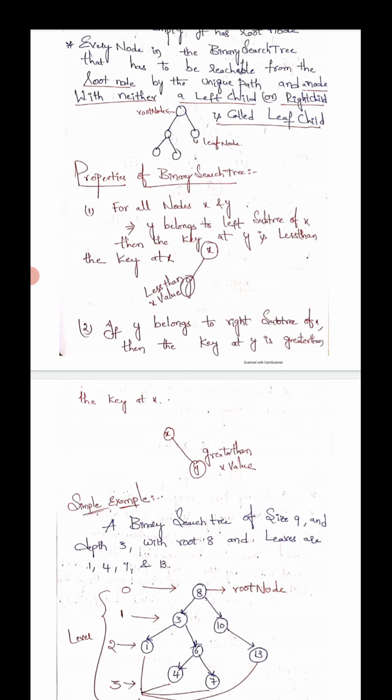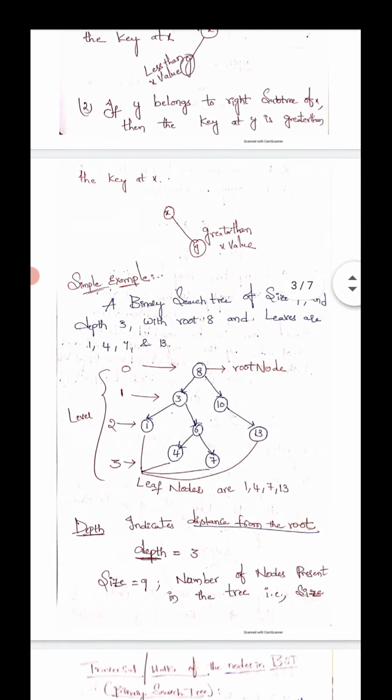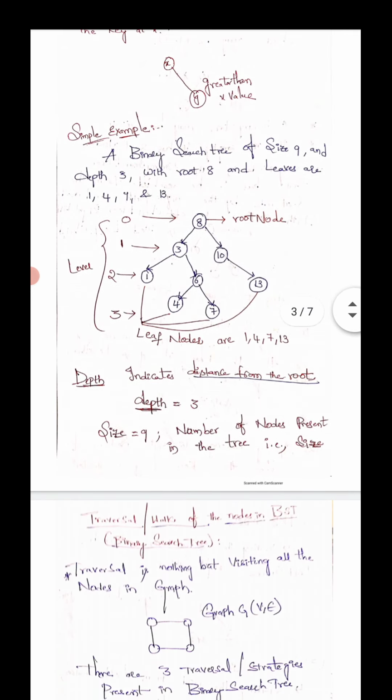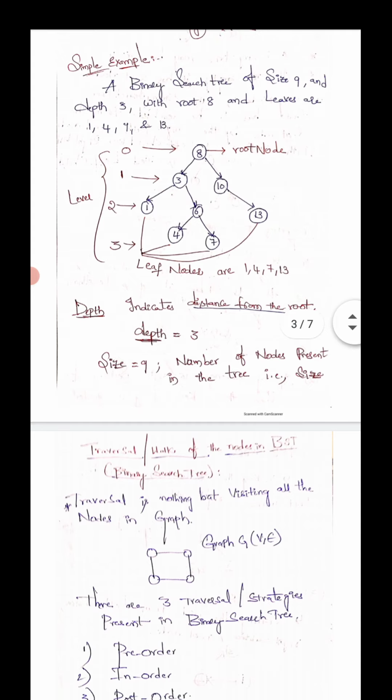Okay, here look at the sample example of a binary search tree. Look at this very important example. This is a simple example. Let us consider a binary search tree of size 9. Size in the sense is the number of nodes present in the binary search tree. Here they mention a binary search tree of size 9 and depth 3.